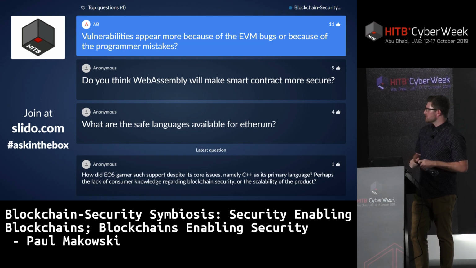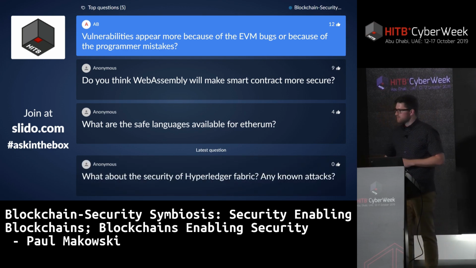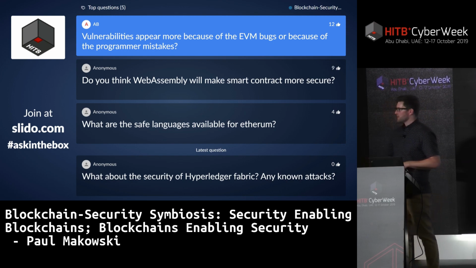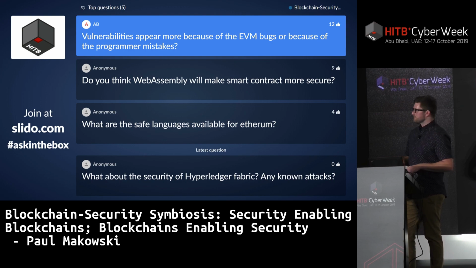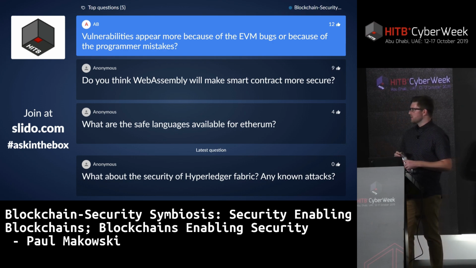Vulnerabilities appear more because of the EVM bugs or because of the programmer mistakes? Definitely the programmer mistakes. An EVM bug might refer to, say, Go Ethereum or Parity or some other Ethereum client interpreting EVM bytecode incorrectly. That hasn't happened on a large scale so much, and the bytecode is rather simple. It's kind of like Java bytecode; it's rather simple, so that is a possibility. But it's much more the programmer's mistakes.